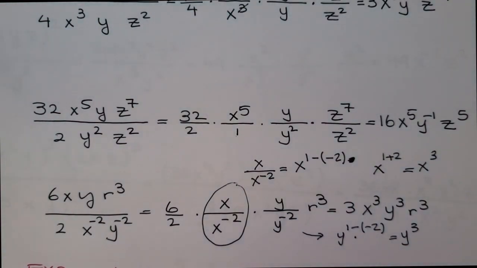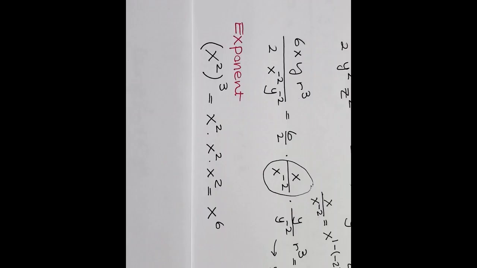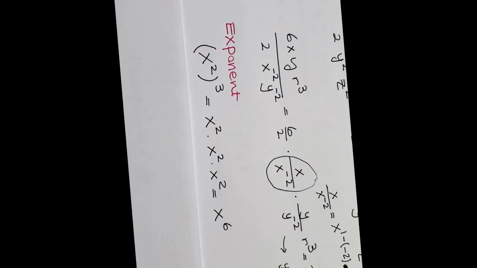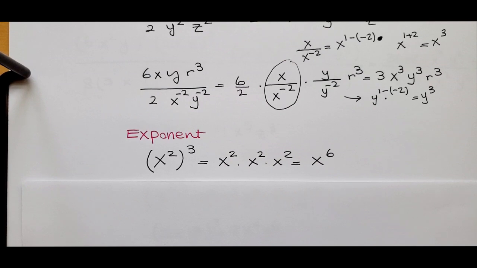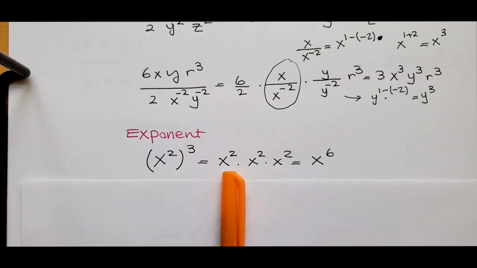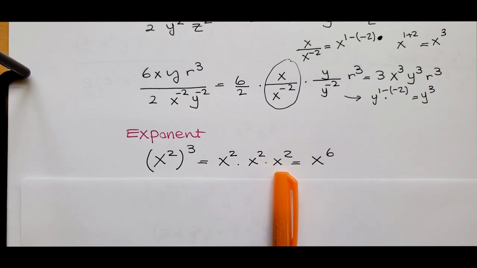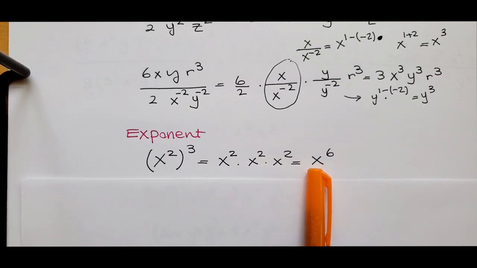Now let's talk about another important property, which is exponents when raised to a power. Last part of this video I would be talking about exponents. So x squared, okay, and the whole thing is raised to the power 3. So what it means is that x squared times x squared times x squared. And as you can remember, if the bases are the same, we just add the exponents.